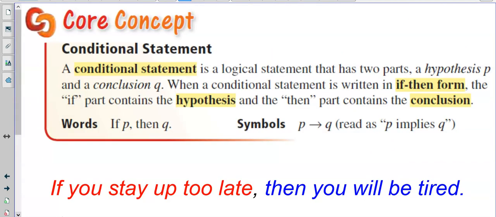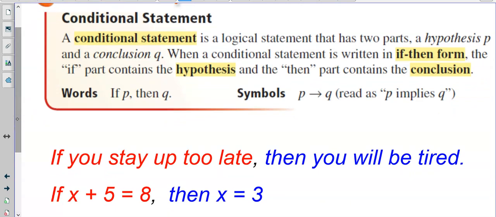All right, conditional statement. A conditional statement is a logical statement that has two parts, a hypothesis, P, and a conclusion, Q. When a conditional statement is written in if-then form, they don't all have to be written this way, and we'll be seeing that soon. The if part contains the hypothesis, the then part is the conclusion. So if P, then Q. We could also use a symbol that means P implies Q.